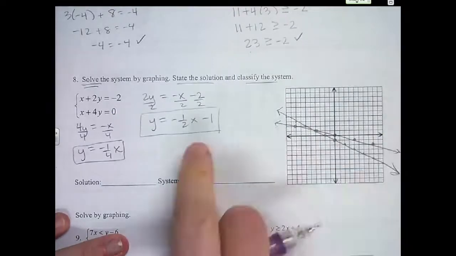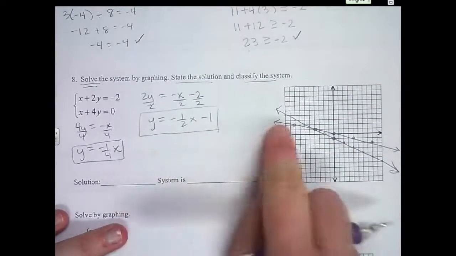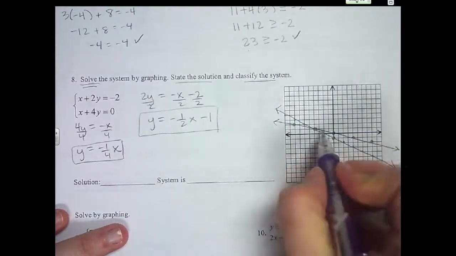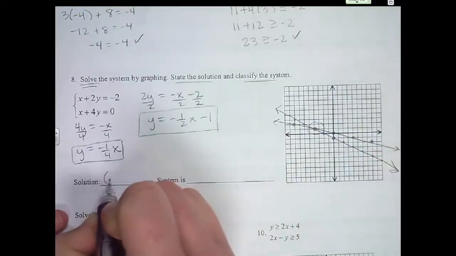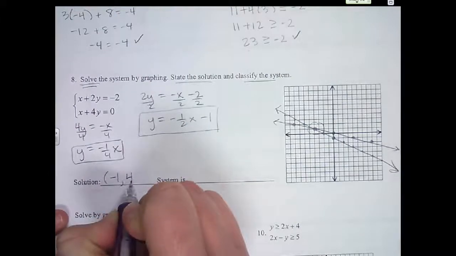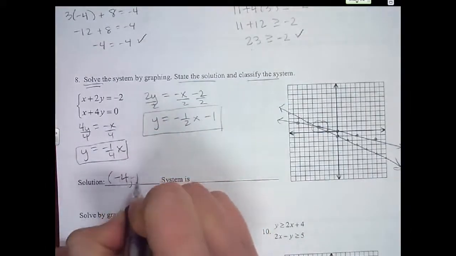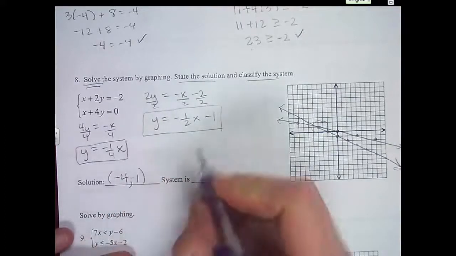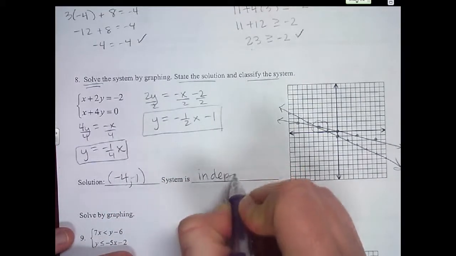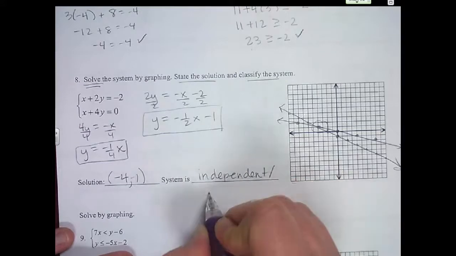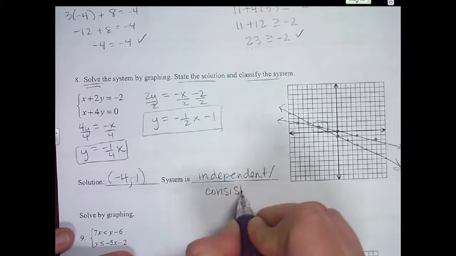Okay, so I'm going to look for your equations. I'm going to look for, did you graph them correctly? And then, so here's the solution. So you tell me the solution would be negative 4, 1. There is one solution, which means the system is independent, consistent.